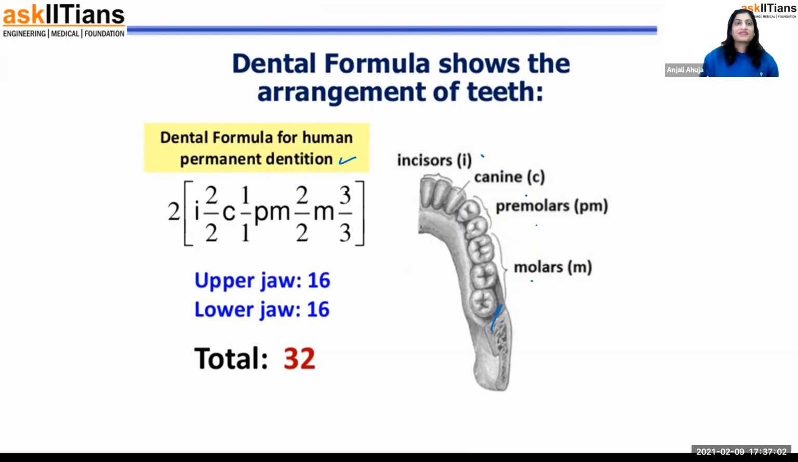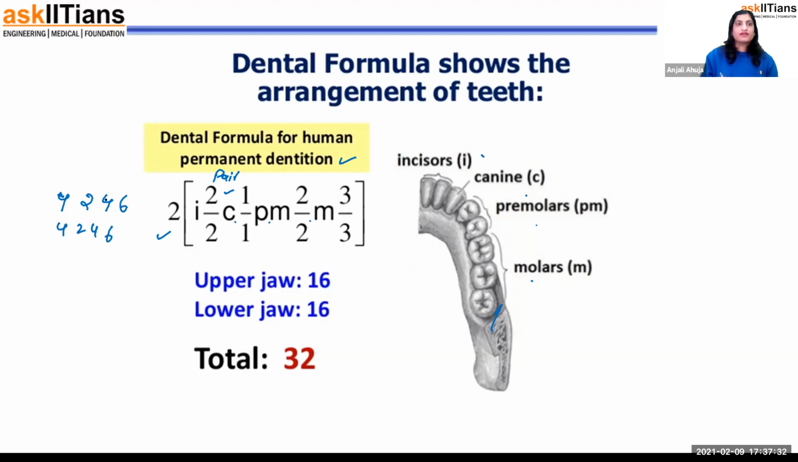Now the dental formula: incisor, canine, premolar, molar. The 2 in the bracket means upper and lower, so it is present 2 times. And here they have written two pairs of incisor, one pair of canine, two premolar and three molar. If you double it up, it will be 2 into 2, 4, 1 into 2, 2, 2 into 2, 4, 3 into 2, 6.